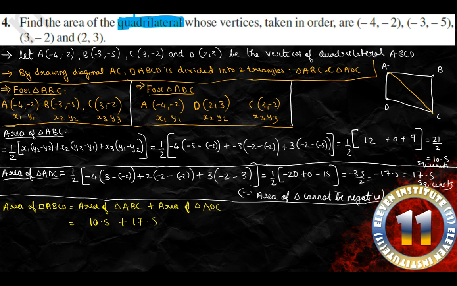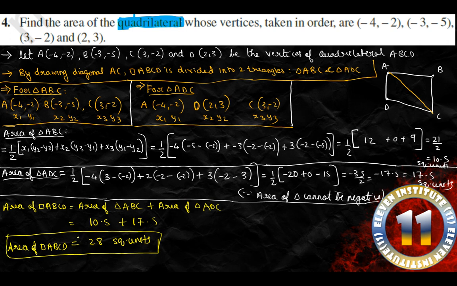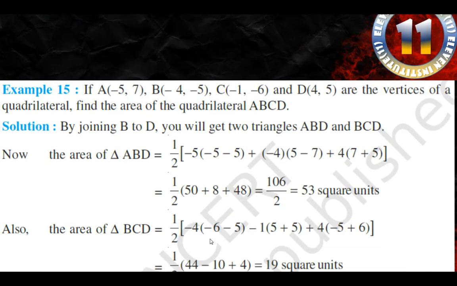17 plus 10, 27.5. So we get the answer as 28 square units. What is this? This is area of quadrilateral ABCD, which we obtain as 28 square units. Very simple, but this can be asked easily in 3 marks. Please pause the video and write this down in your CW. Alright, I hope you have written this. Let us move ahead to question number 5.